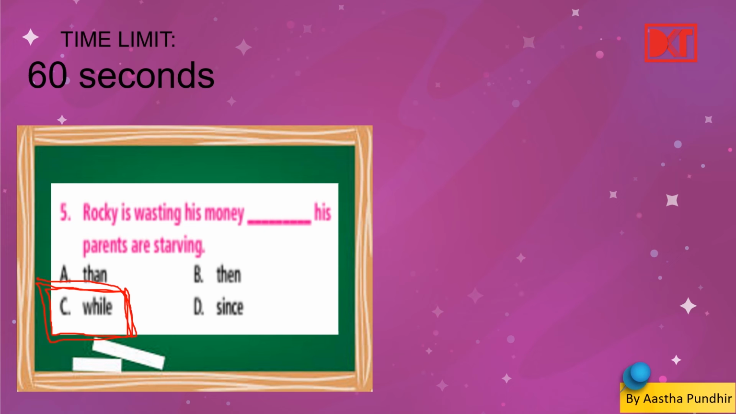Why while? Because here we are talking about two simultaneous things that are happening, which is one, Rocky wasting his money, and second, parents starving. So these two things are happening simultaneously, right? Then the other ones we have, than is used for comparison. Then, as I told you, then is used when we have to talk about the subsequent event happening. Since is used when we have to talk about a duration from a certain point in time till now. That's when we use since.